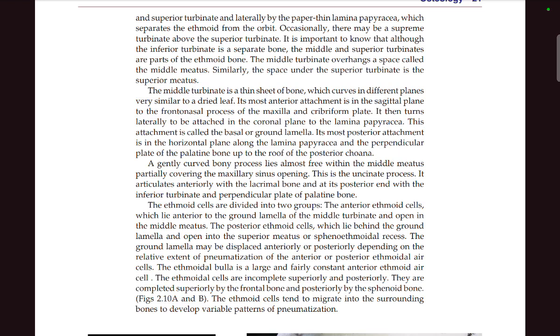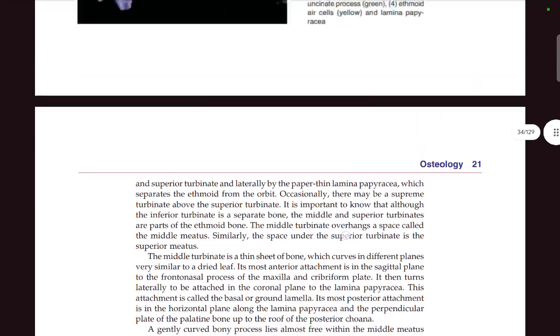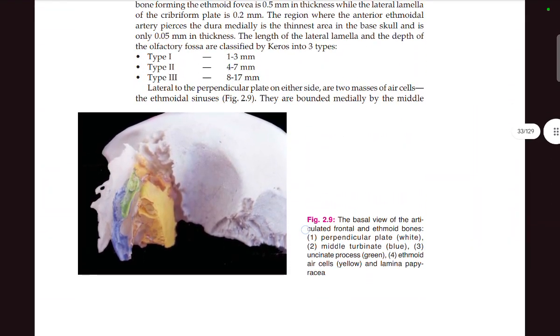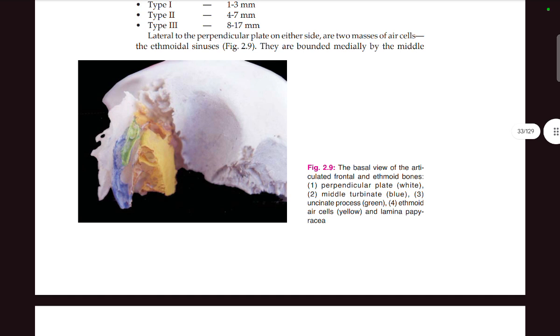The middle turbinate overhangs a space called the middle meatus. Similarly, the space under the superior turbinate is the superior meatus. Looking at the diagram, we can see the basal view of the articulated frontal and ethmoidal bones: the perpendicular plate, which is white, the middle turbinate, which is blue, the uncinate process, which is green, the ethmoid air cells, which are yellow, and the lamina papyracea.